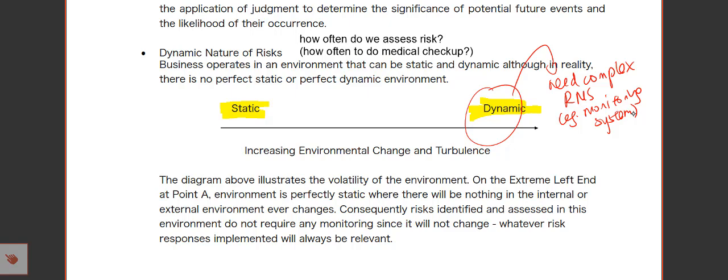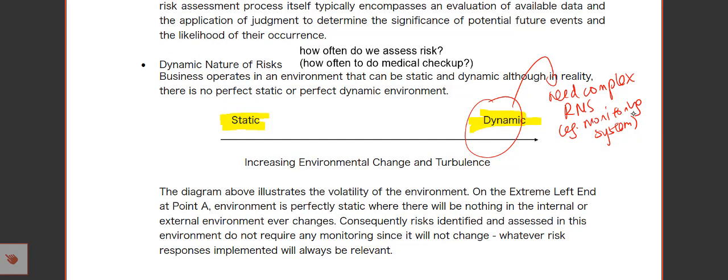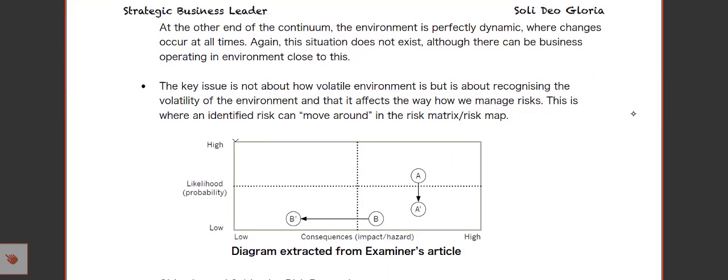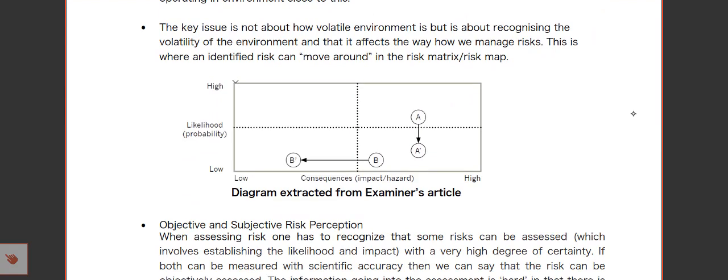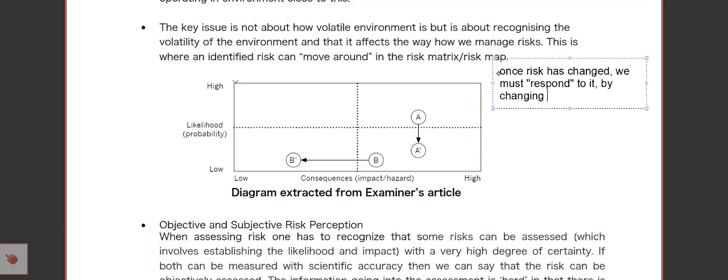You see the idea now? That's why the dynamic environment also requires a more complex system of monitoring, so that we will be able to cope with the risk. Now, I think that's quite easy. So that tells us about whether the environment is dynamic or static. And then we understand that if the risk changes, okay, once risk has changed, we must respond to it by changing the way we manage it.